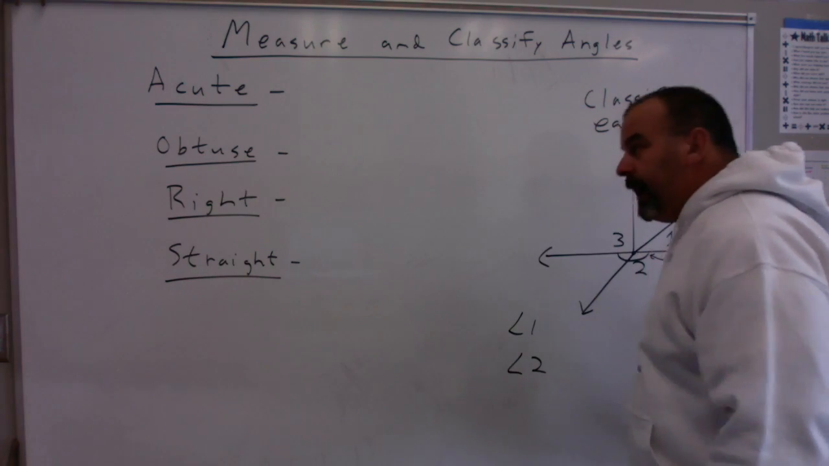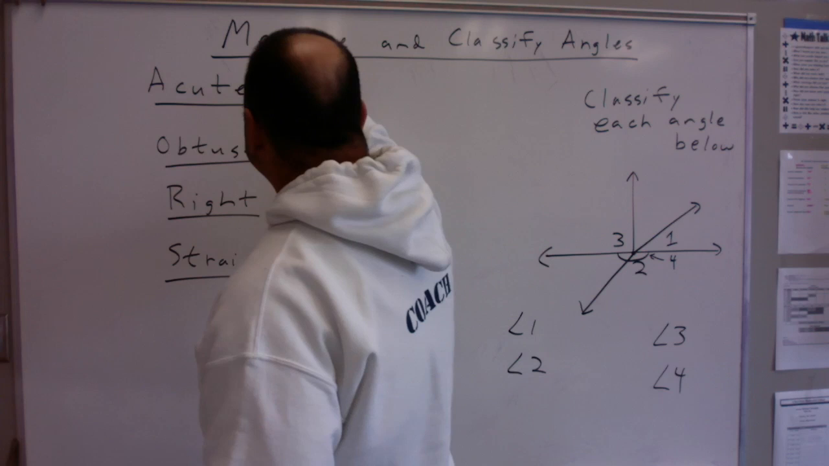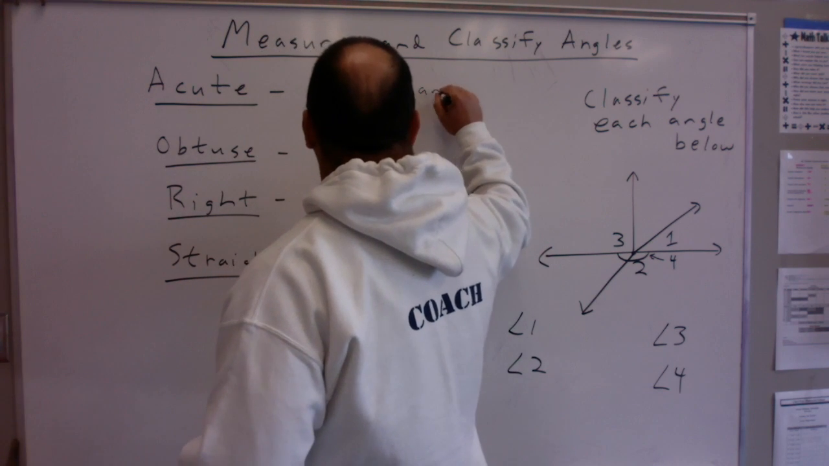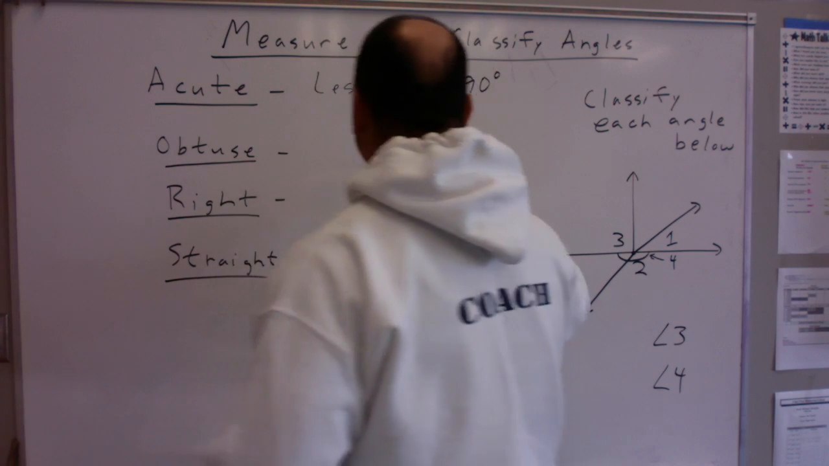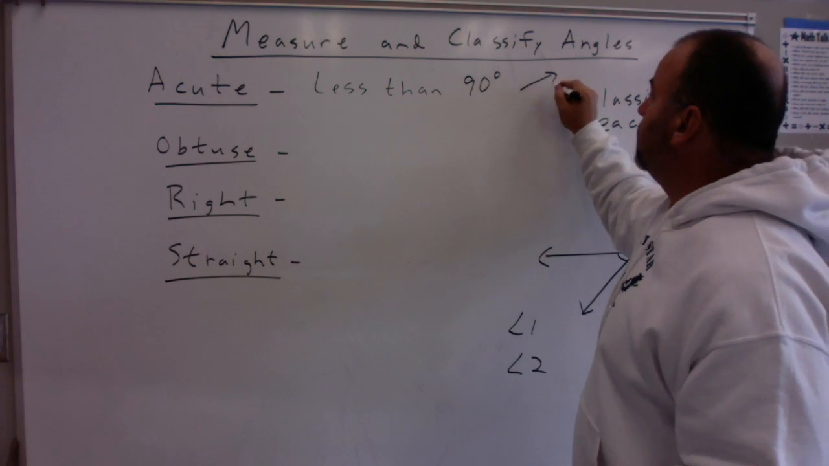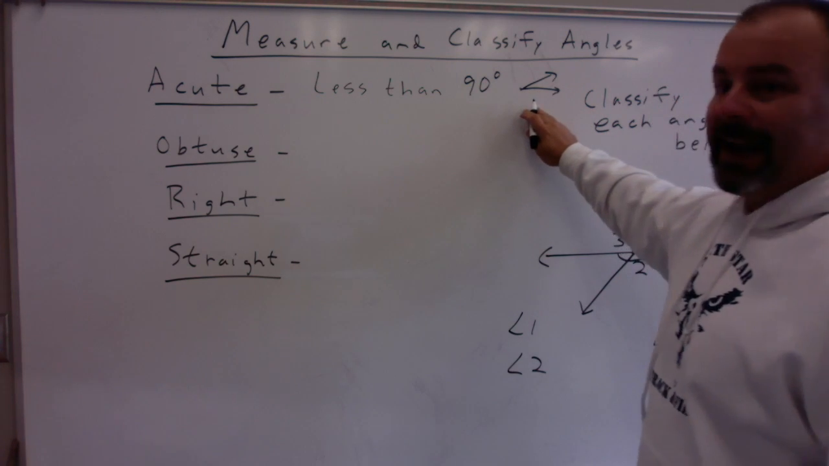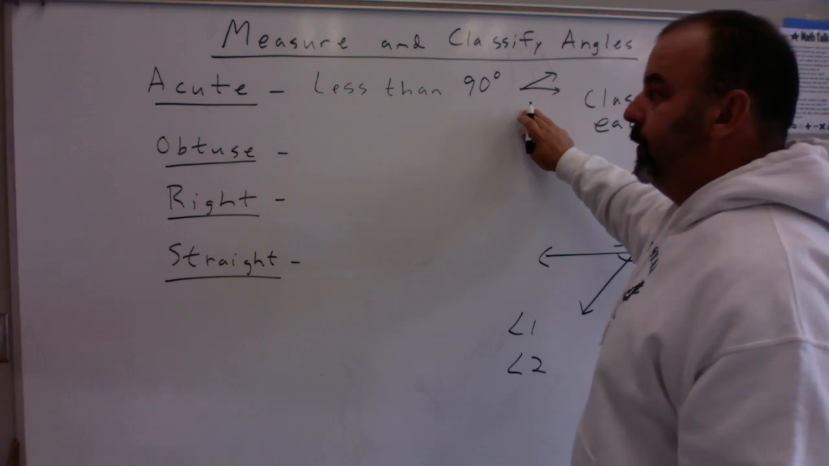So acute angles are angles that are less than 90 degrees, or less than a right angle. So an acute angle would look like this. It'd be a smaller angle, and that's going to be less than 90. We'll talk about what 90 degrees looks like.